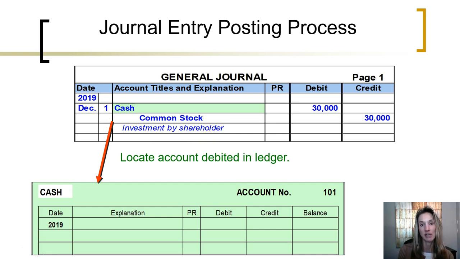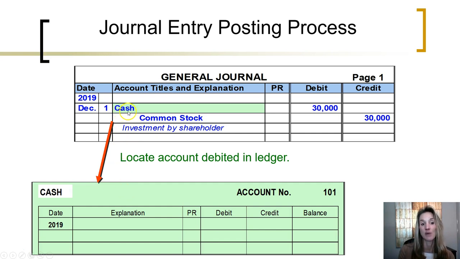This journal entry in the general journal is just telling the accounting system what accounts need to be increased or decreased. It hasn't actually caused those account balances to change because the account balances are kept track of in the general ledger where all of the account records are maintained. So once we create the journal entry in the general journal, we need to then take each debit and credit and post it to the general ledger.